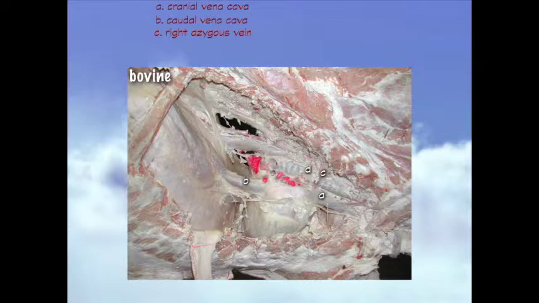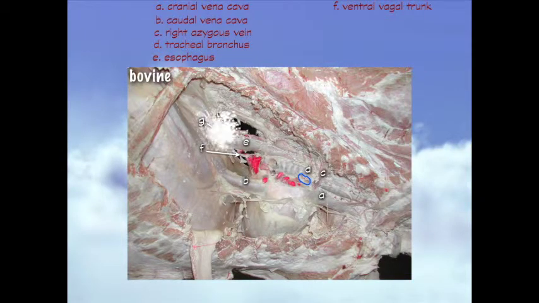Now here at D, I'm showing the structure right in here. This is going to be the tracheal bronchus going into the right cranial lobe of the lung. Here we see at E the esophagus. Ventral to E we have a nerve which is the ventral vagal trunk, and so dorsal to E is going to be the dorsal vagal trunk.